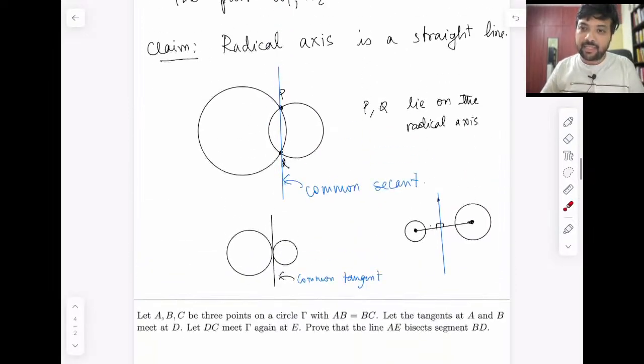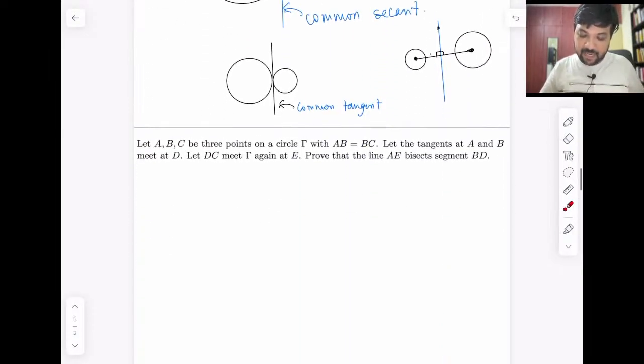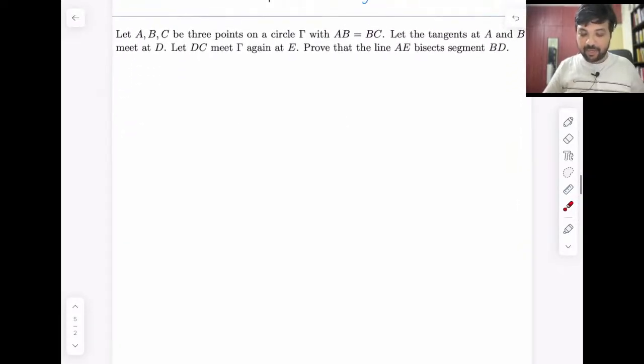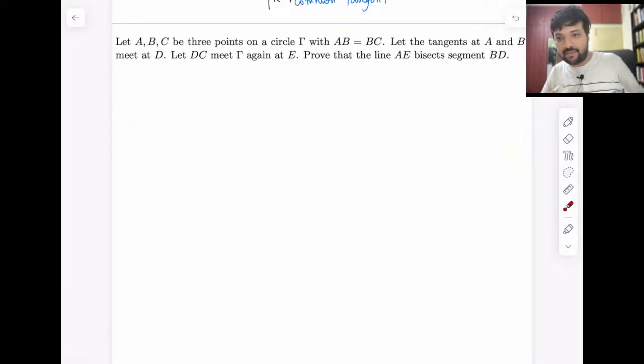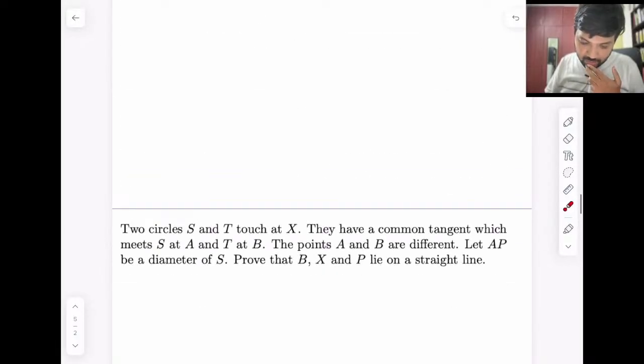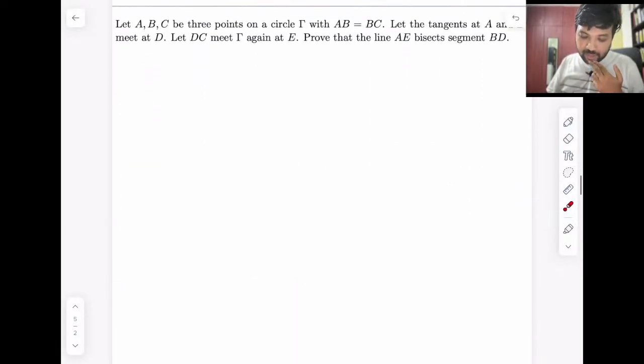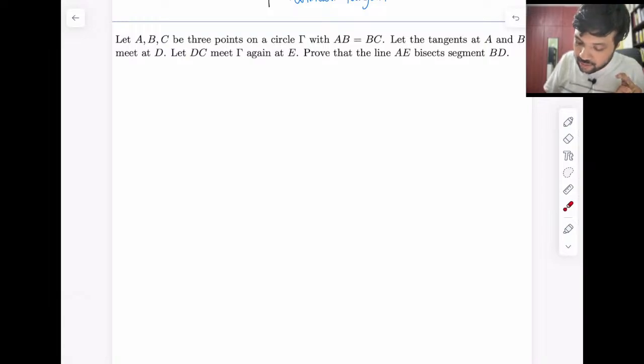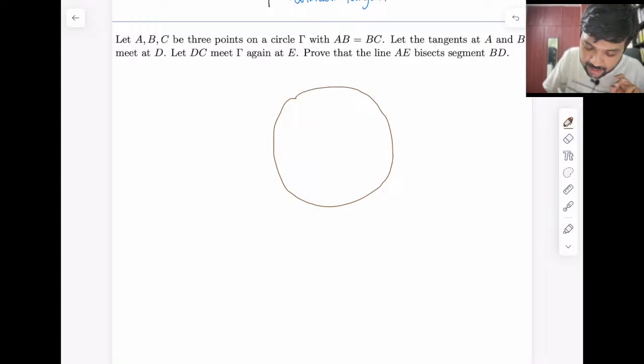All right, so let's start with the standard problem, and you guys can look at it, try for a while, and let me know what to do. We will start drawing. You guys can type in chat the answer. Let ABC be 3 points on a circle gamma with AB equal to BC. I'll draw a circle roughly for you, and you can stare at it, and we'll start solving problems now.